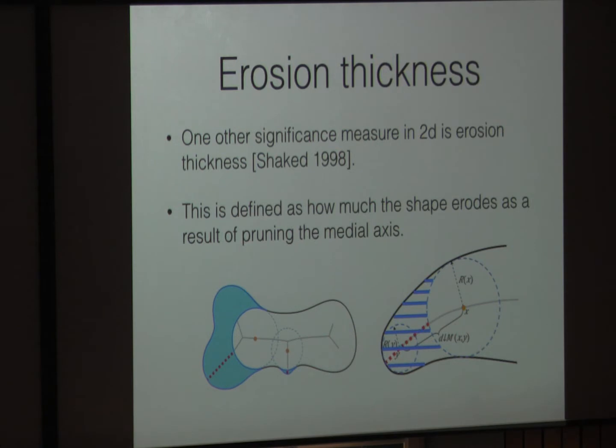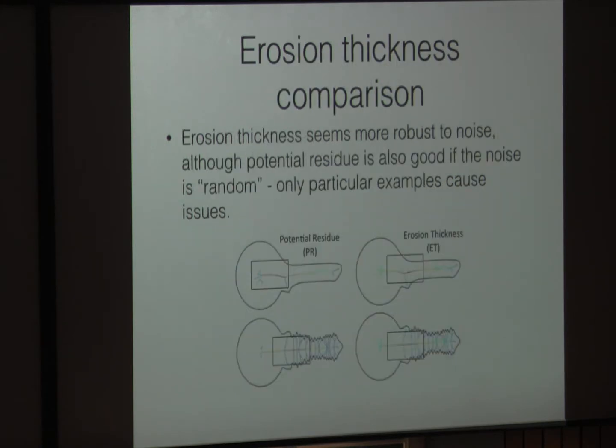Okay, so here's a plethora of related work and in context because I'm going to compare to them later. So, all right, this does seem more robust to noise. On the left is potential residue, and on the right is this erosion thickness. Potential residue, again, is the one that goes out along the outside of the shape and takes the closest geodesics. So when particular kinds of noise are added, and this is a bit artificial, we've deliberately added a lot of noise only to one half of the object.